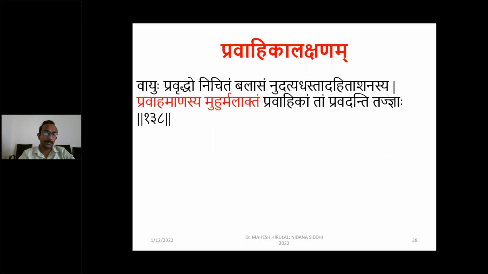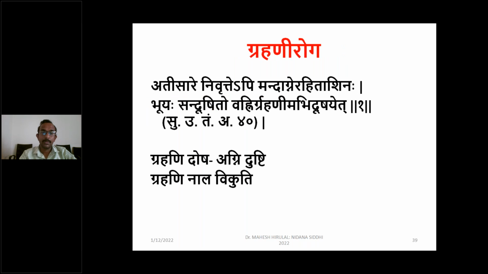Then the Pravahika. So in the Pravahika, the person will have the Pravahanam Muhur Malayuktam. Here the person used to strain for the Mala Pravrutti, and it is with the Kapha. So why I am considering Atisara and Pravahika again is that they are related to the GIT. Okay. Coming to the Grahani.